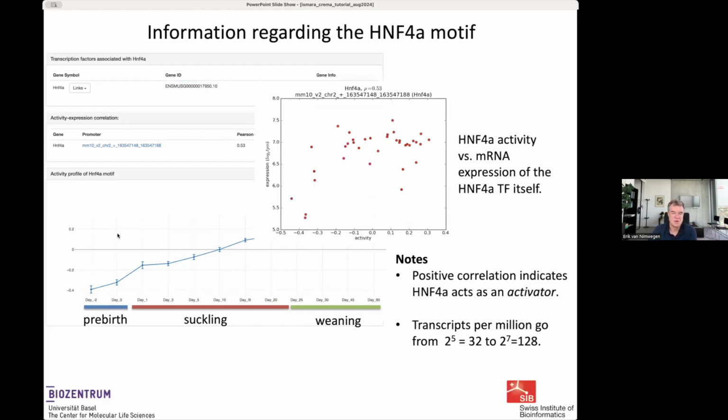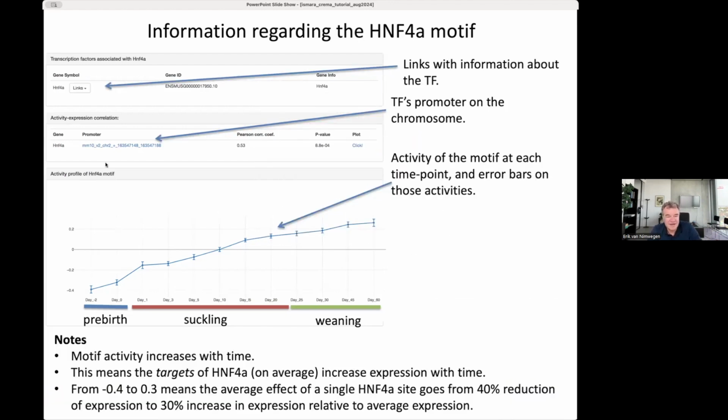All right, then the second thing here is that for this gene HNF4, there is a report of a Pearson correlation coefficient and a p-value, and then you can click on this. Now, what this shows you is the relationship between the predicted activity of this HNF4 motif and the expression of the HNF4 transcription factor itself, its mRNA expression, right?